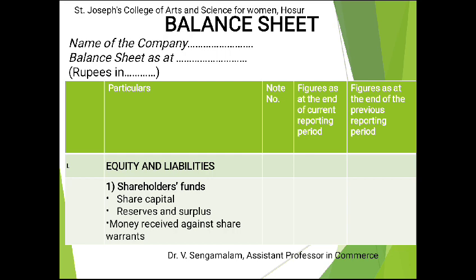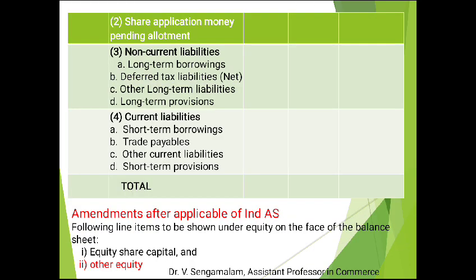The next heading is reserves and surplus. In reserves and surplus we write all the reserves, including current year net profit. Then money received against share warrants, and share application money pending allotment. Third heading is non-current liabilities. The first one is long-term borrowings like debentures, then deferred tax liabilities, other long-term liabilities and long-term provisions. The next heading is current liabilities. In current liabilities, the first heading is short-term borrowings, then trade payables, other current liabilities and short-term provisions. This total will be called the liability side total.